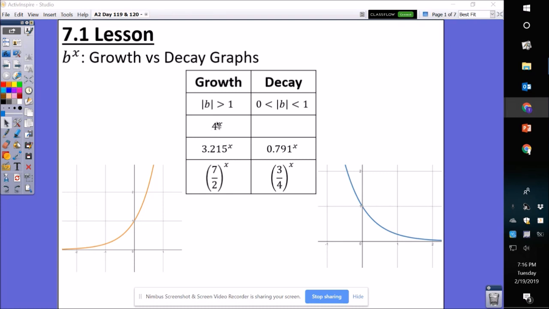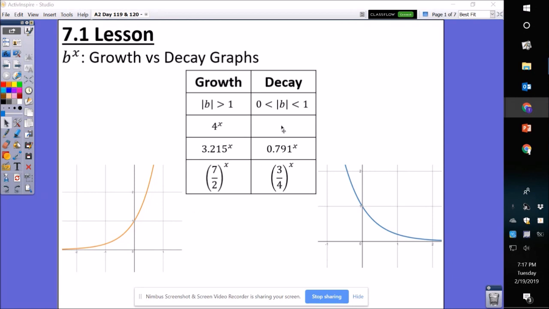So here we have the whole number 4, that's obviously greater than 1. Now if we take a look at the decimal value, 3.215, that is a decimal number that is greater than 1. And then lastly, let's take a look at the fraction 7/2. If the numerator is greater than the denominator, then the fraction is greater than 1. So for these 3 examples, a whole number, a decimal, and a fraction, all greater than 1, their graphs will be similar to the orange graph shown on the bottom left.